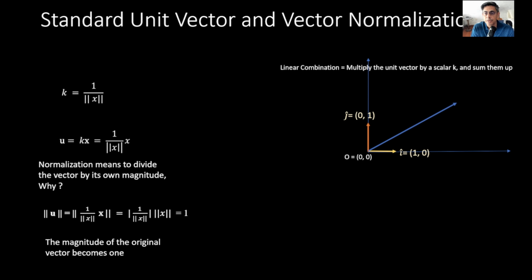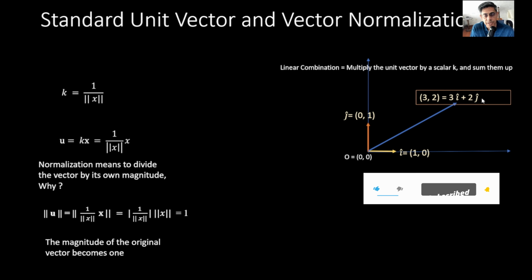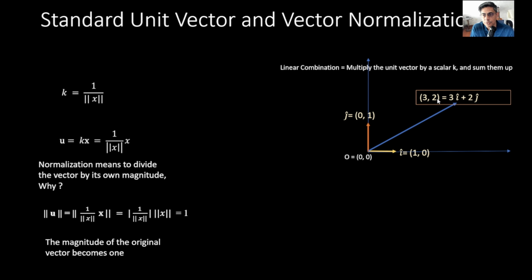For example, if this is another vector in the space where i and j are unit vectors, and this is represented by 3 and 2, you can see 3 is nothing but 3 units. If this is 1 unit, then 1, 2, 3 units along the x-axis is 3i, and 2 units along the j hat direction is 2j. Together it gives you 3 and 2. 3i and 2j is this point, right? That is giving you this vector.